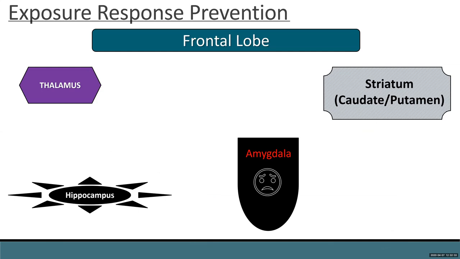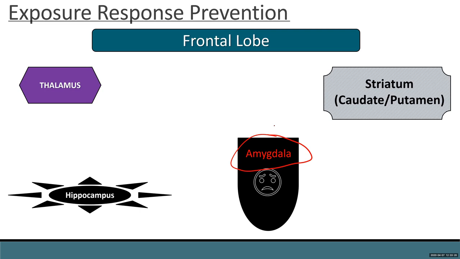Exposure response prevention is just another modality under the umbrella of cognitive behavioral therapy. So what is this? What is exposure response prevention? Why do we think this works? The idea here is that the amygdala, that worry center of the brain, is very sensitive in people with anxiety disorders. In other words, it's activated very quickly and overly activated, which then leads to an excessive, exaggerated anxiety response.